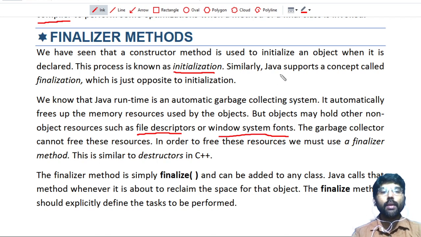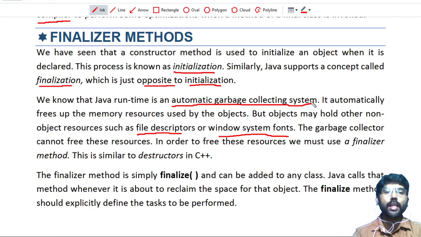So we need one more concept, a Java support concept called finalization, and this concept is the opposite or reverse of initialization. So what is the use of these finalize methods? I already explained about the garbage collecting system, that is, the automatic garbage collecting system, which runs inside our Java machine. When you are running your program, in the background a process is running, which is called the automatic garbage collecting system.